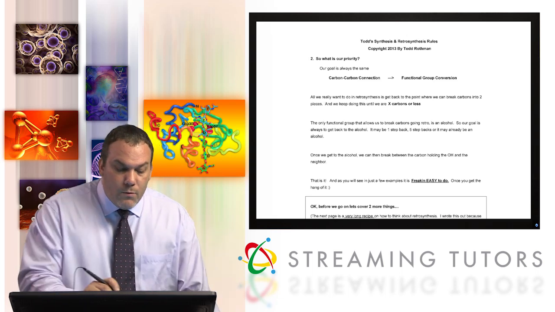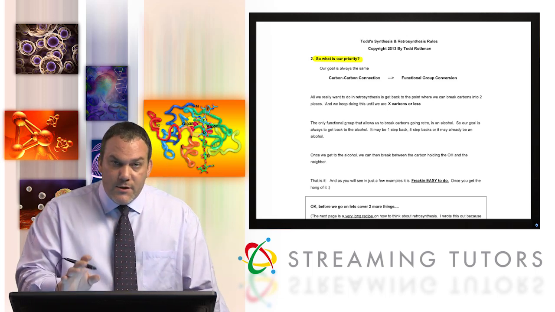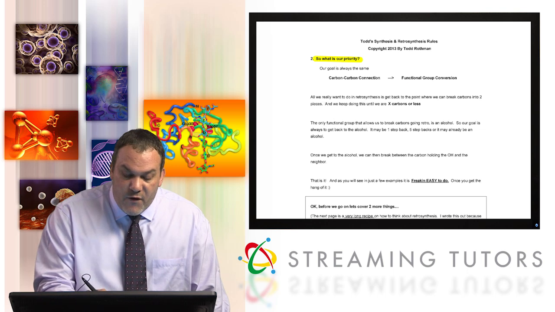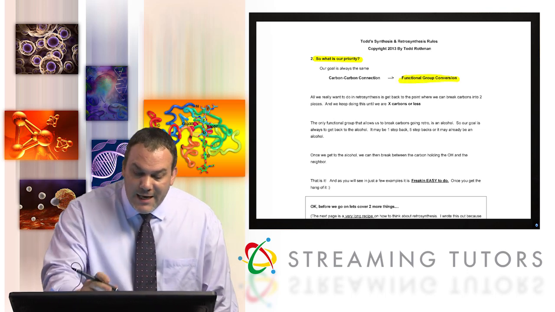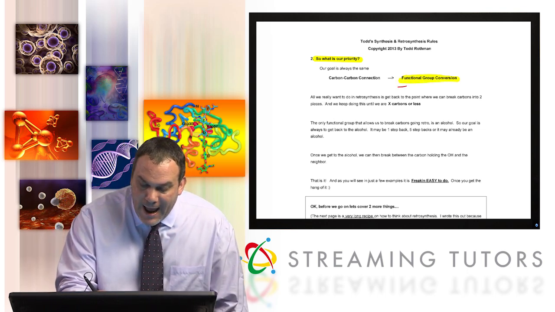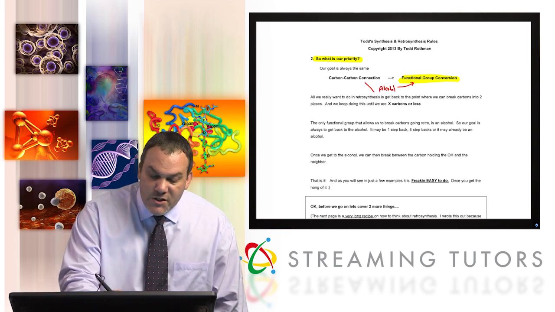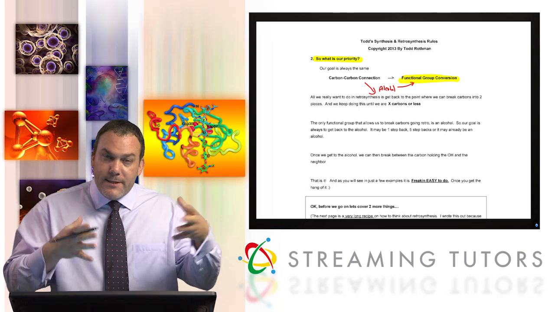All right, so what is our priority? Just to summarize these notes here. So we always go functional group conversion until we get back to an alcohol, and then once we get to the alcohol, we start breaking up the alcohol into 2 pieces.